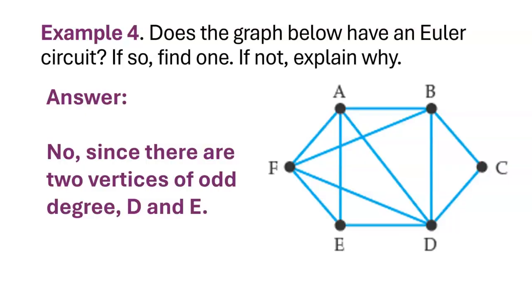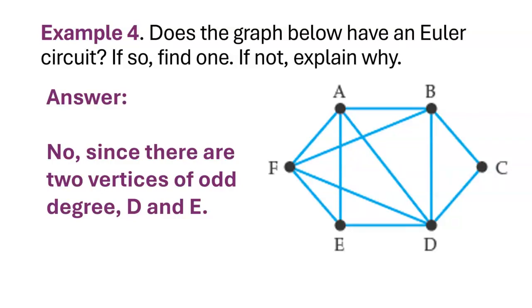So the answer is no, since there are 2 vertices of odd degree. D was not the only one. E also has the same issue because it has only 3 connections. But as long as you find one vertex that is of odd degree, that is enough to conclude that it is impossible to find an Euler circuit.